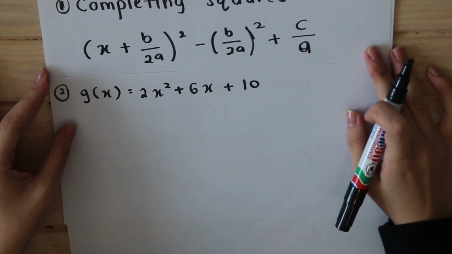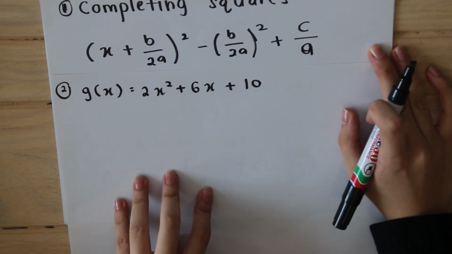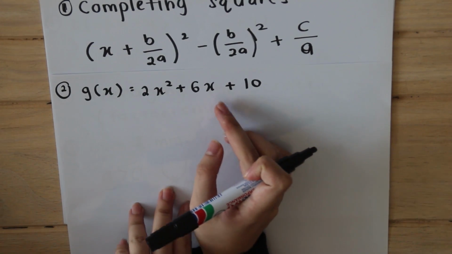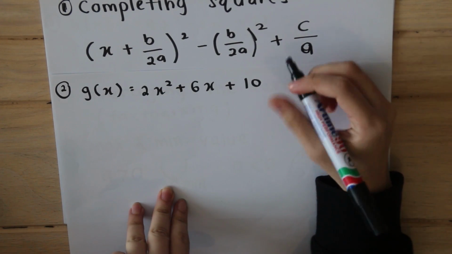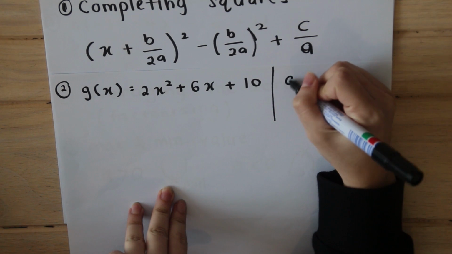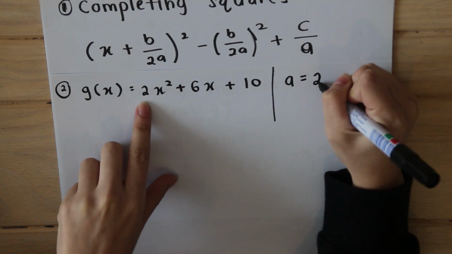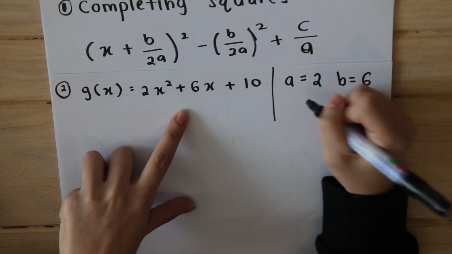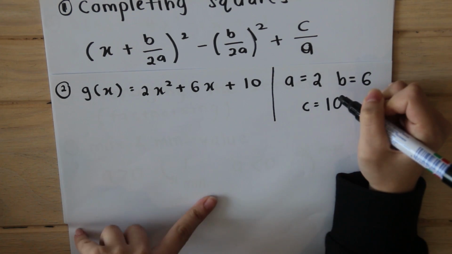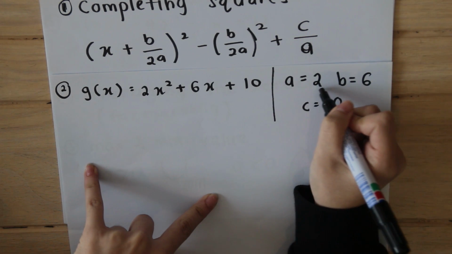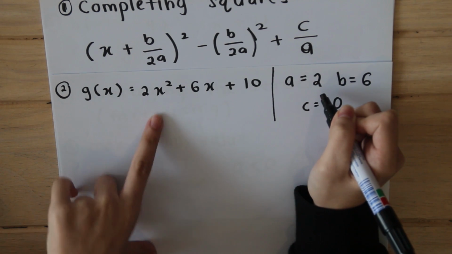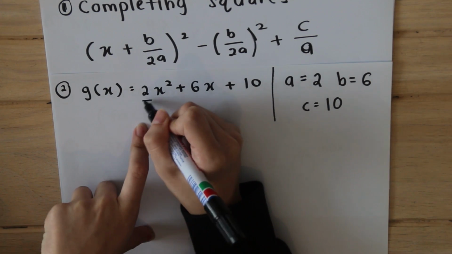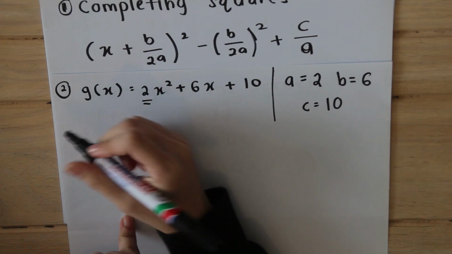the next equation, g(x) is equals to 2x squared plus 6x plus 10. So first we determine the values. A is 2, B is 6, and C is 10. Since A is not 1, we have to factorize it. You have to get this number 2 out of the equation.